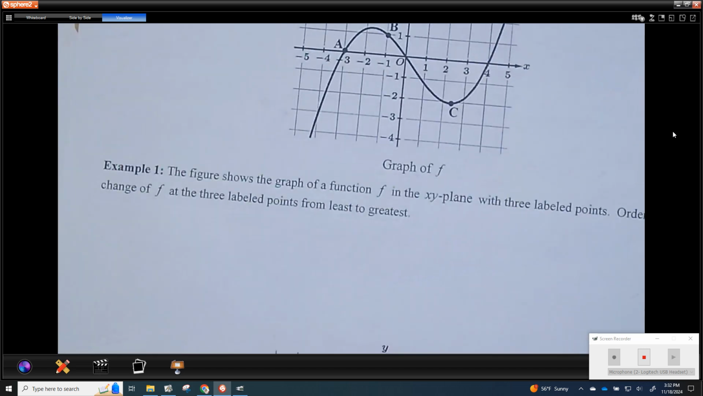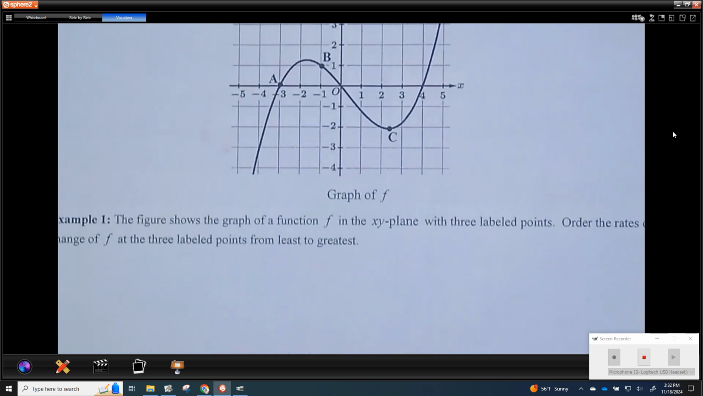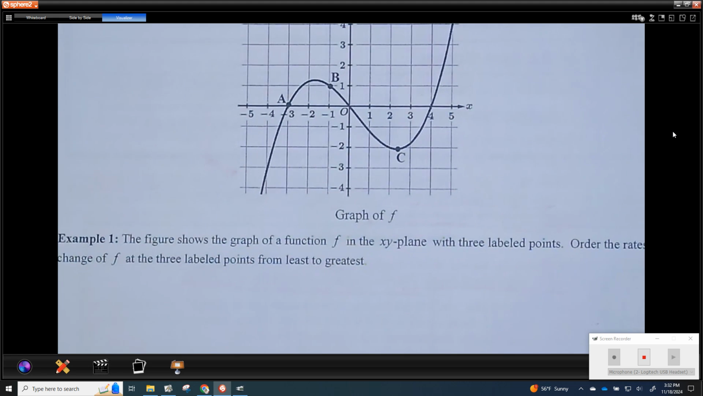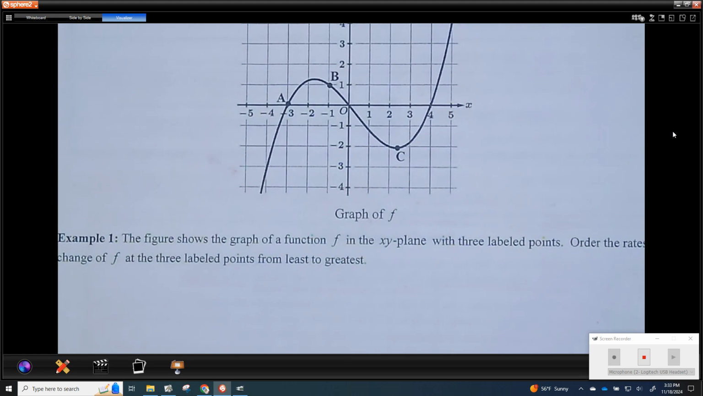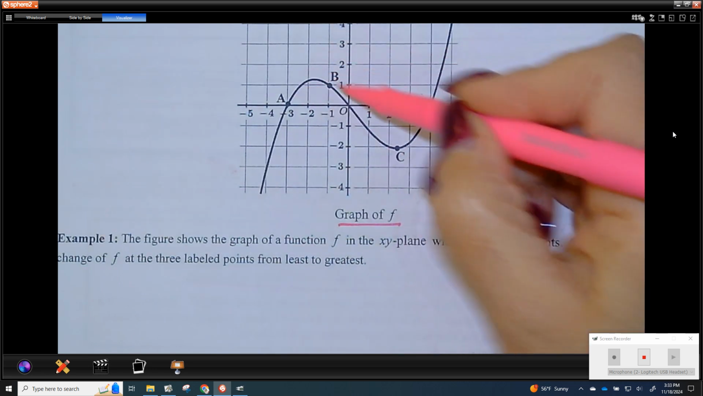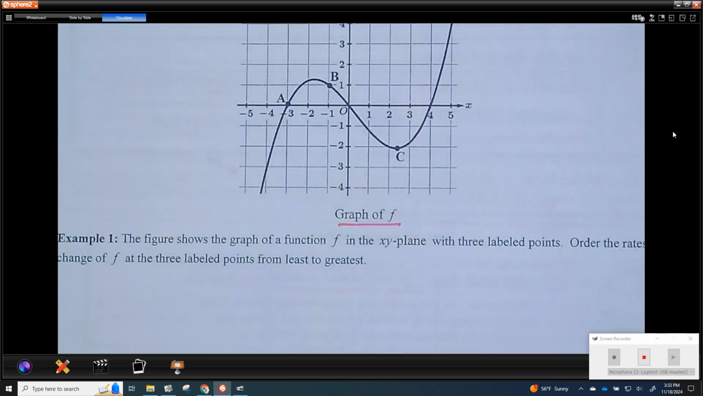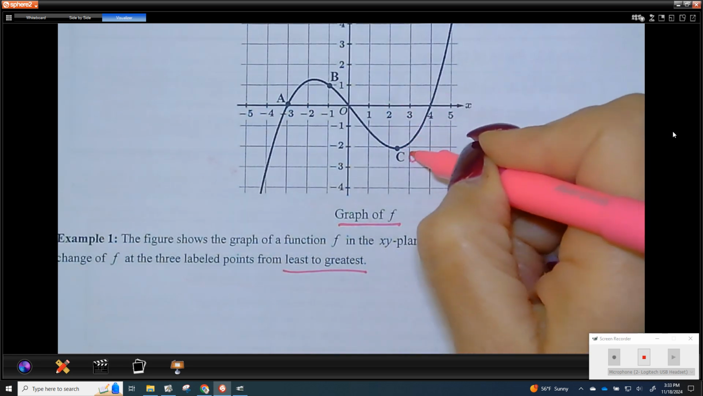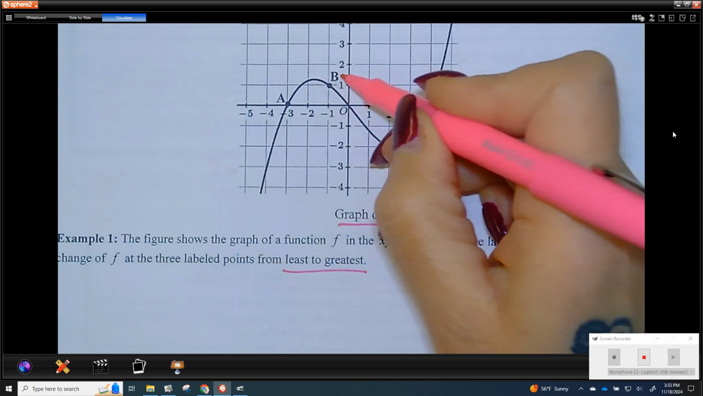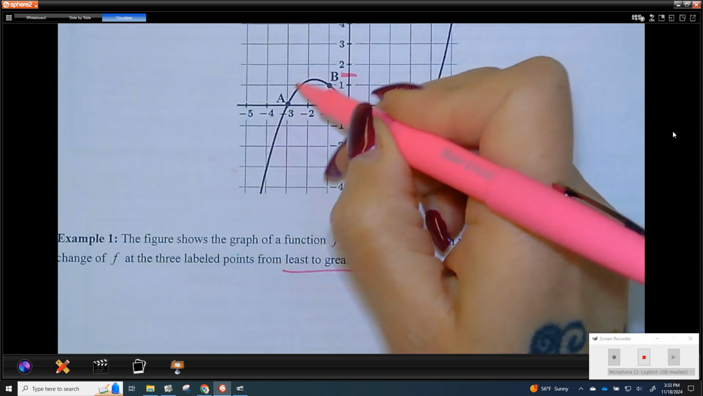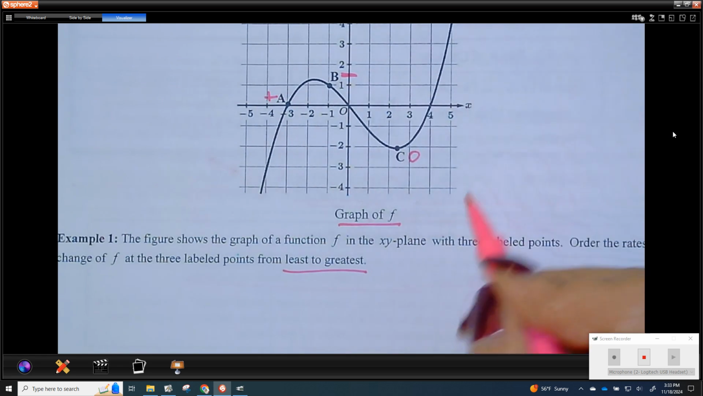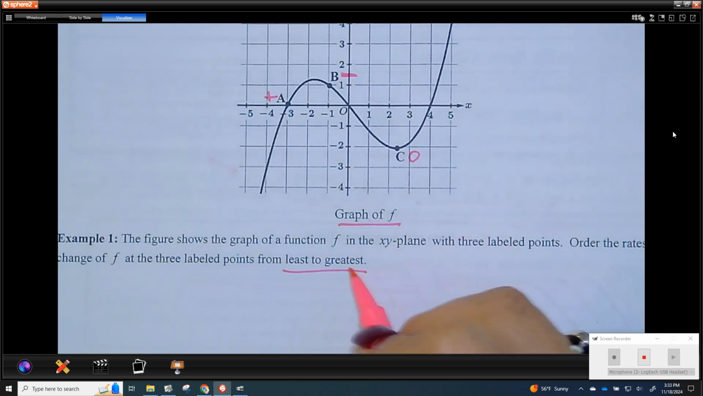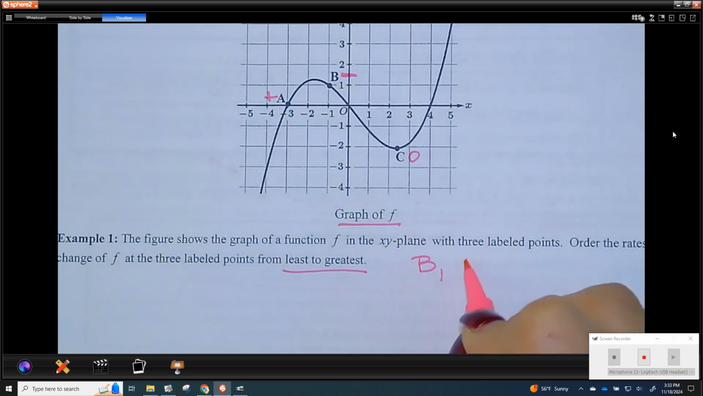All right, so we spoke briefly in 2-1 about the difference with the rate of change and the function. So this is the graph of f. This shows the graph of f on the xy plane with 3 points, A, B, and C. Order the rates from least to greatest. So this is pretty level, so this rate is 0. This is on the downslope, B is negative, A is going up, so it is positive. So in order, it's going to be least is B, and then C, and then A.